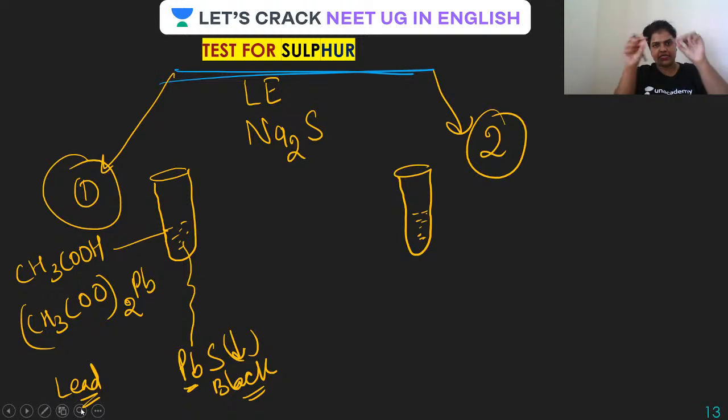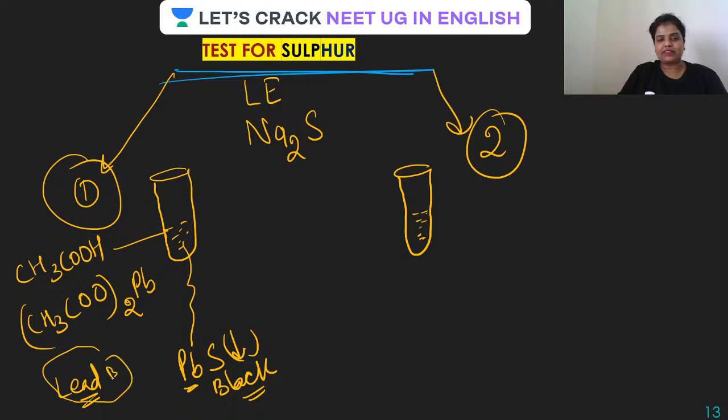Inside the pencil, lead is there. What is the color of that? Black, isn't it? So from that, you have to recall that lead sulfide is black in color. Done. Now, guys, this type of question is frequently asked.